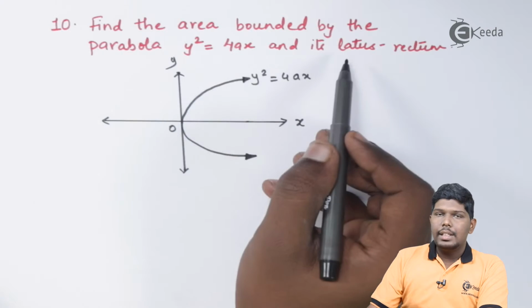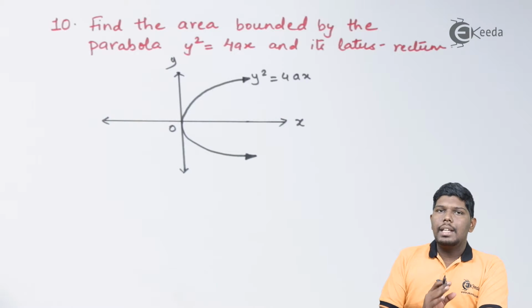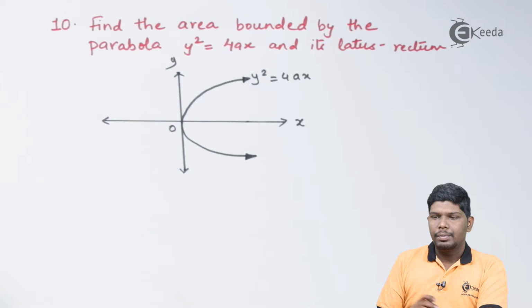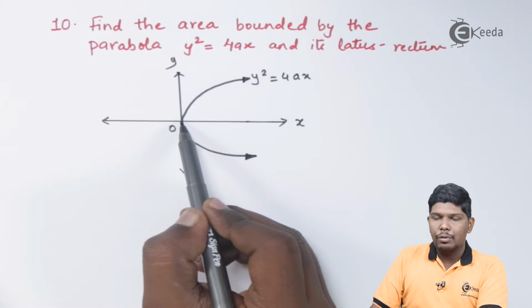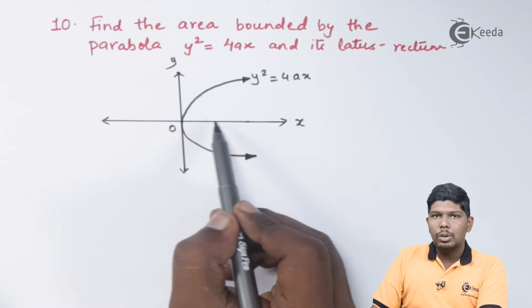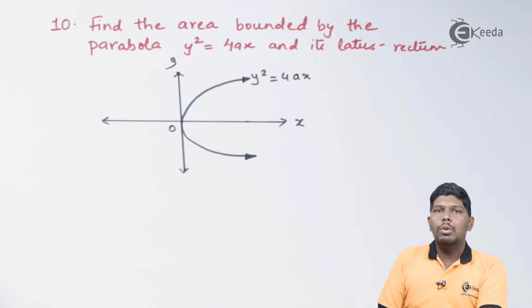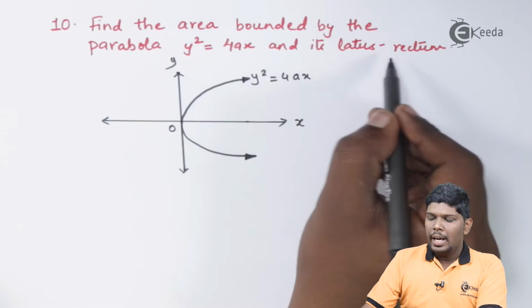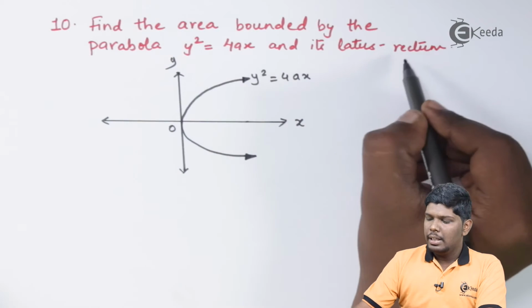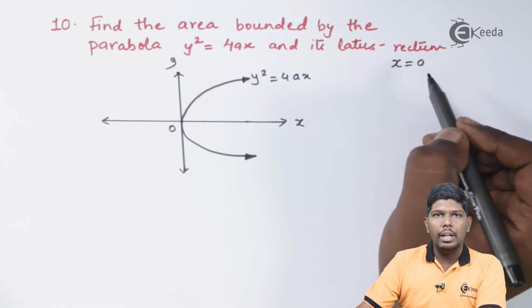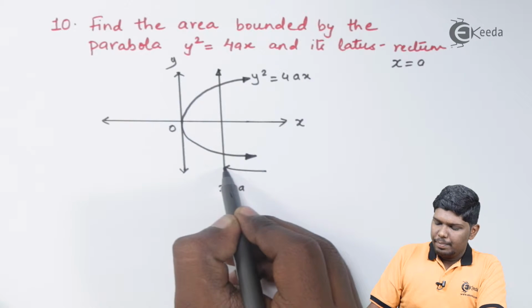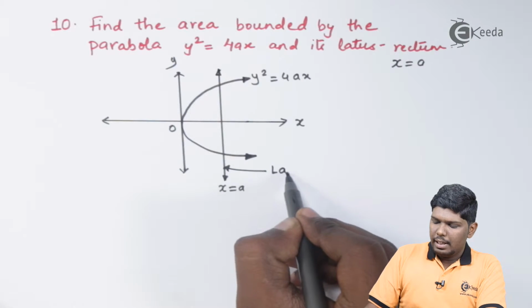Now the next is latus rectum. So basically latus rectum is a line which is at a distance of a units from the parabola. As you can see, the parabola starts from this point. Taking a distance of a units on the right hand side, we will draw a line that will give you x is equal to a. So latus rectum for this parabola is nothing but the line x is equal to a. So this line is called as latus rectum.